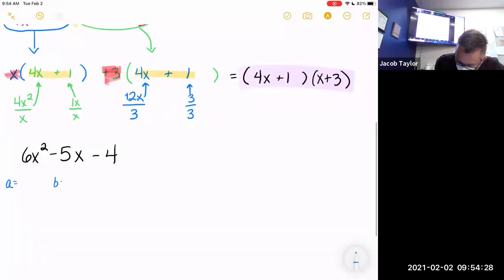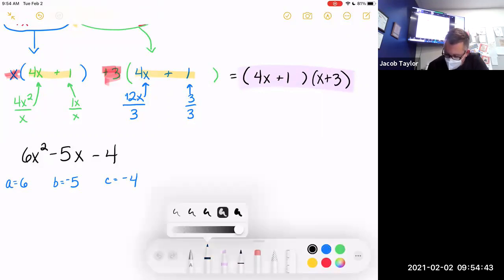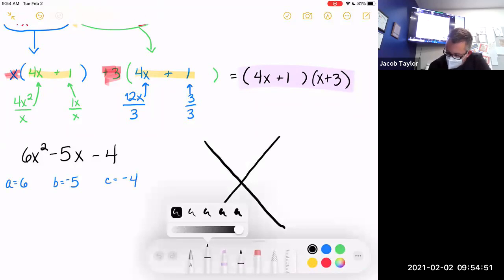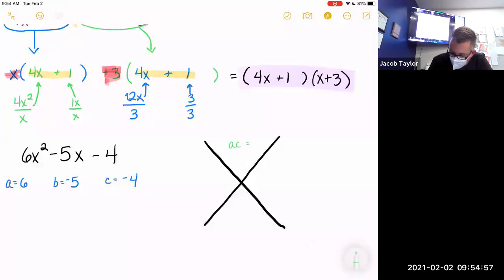Yep, today. A equals 6. Very good. B equals negative 5. There we go. C equals negative 4. There we go. Shazam, as the kids say. Nerd alert, nerd alert. A times C. So 6 times negative 4. Right, the top one's A times C, which is 6 times negative 4, negative 24. And down here is just the B, which is negative 5.